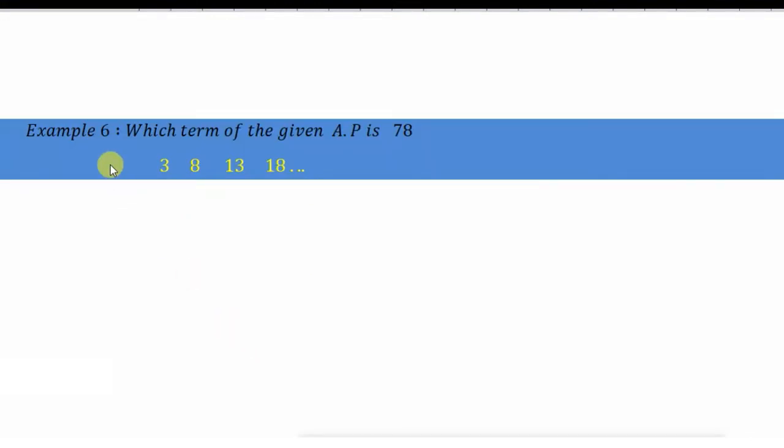So here is another practice question for you. This is the same as that of example 5. Next.